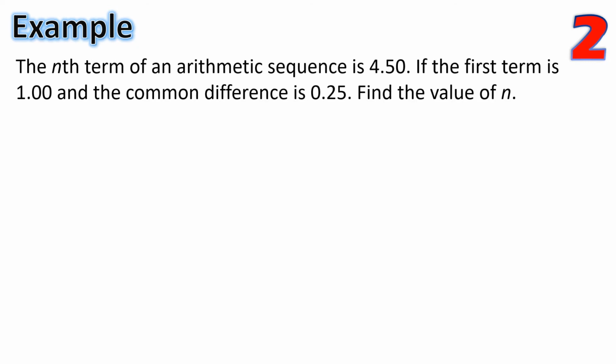Example number 2. The nth term of an arithmetic sequence is 4.50. If the first term is 1.00 and the common difference is 0.25, find the value of n. In here, we're looking for the value of n, and we are given a sub n is equal to 4.50. A sub 1, the first term, is 1.00. The common difference is equal to 0.25.